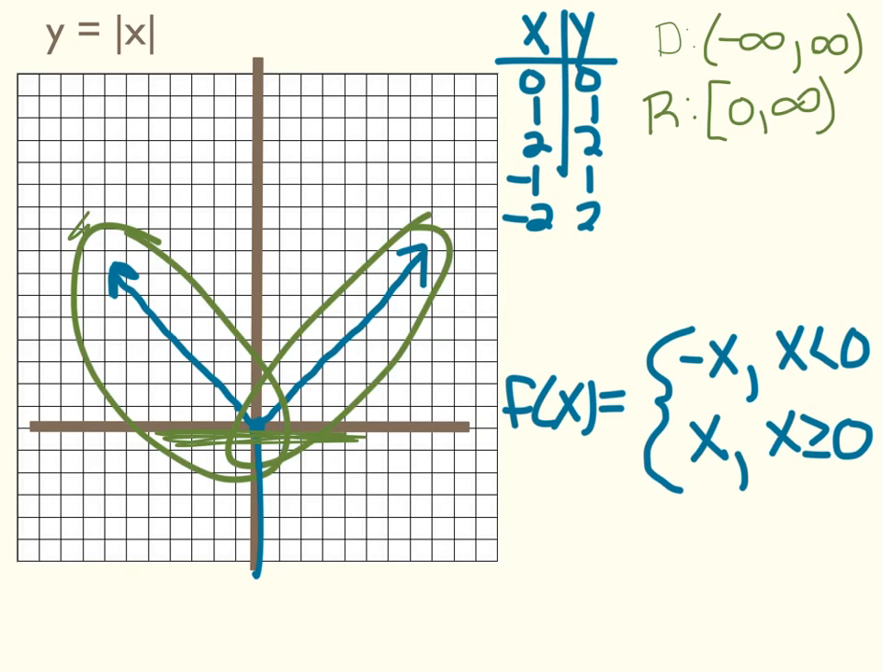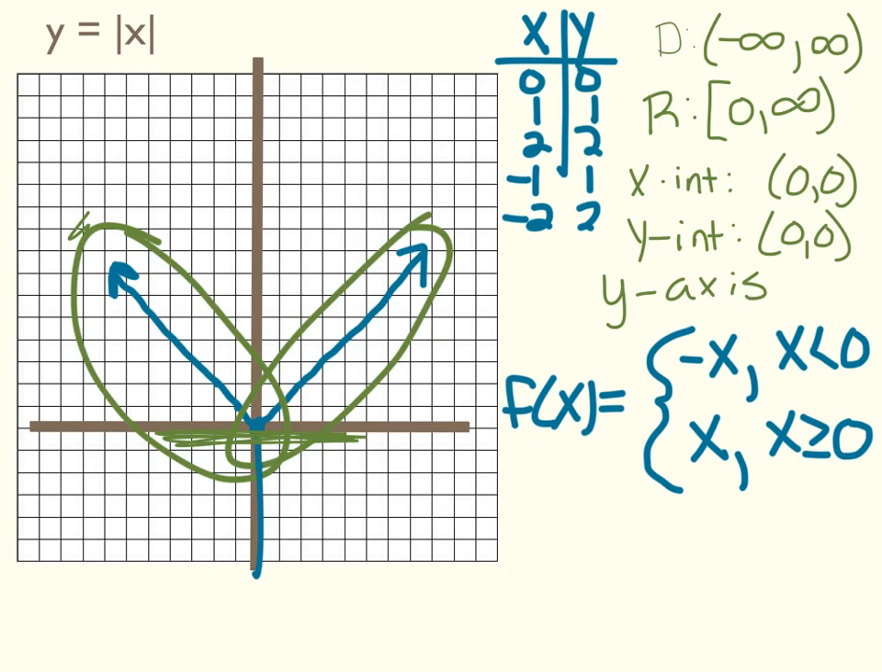Okay, if I asked you for the x or y intercepts, well, let's see, our x-intercept would be the ordered pair 0, 0, wouldn't it? Or x equals 0. And that's also our y-intercept, 0, 0. Symmetry: we have y-axis symmetry here, don't we? And let's see, do we have a maximum or a minimum? It has a bottom, so we have a minimum, and that is at 0, 0.